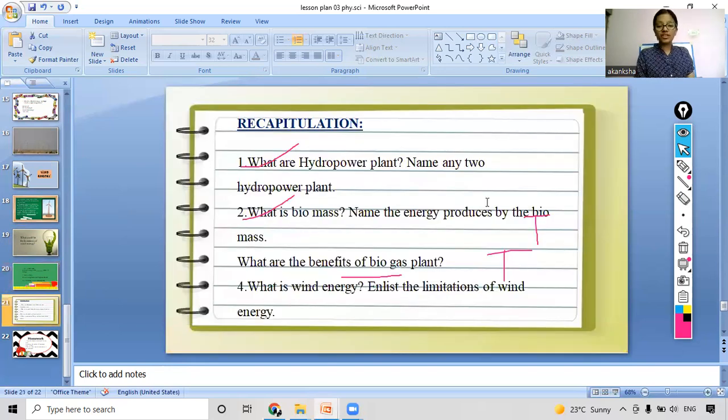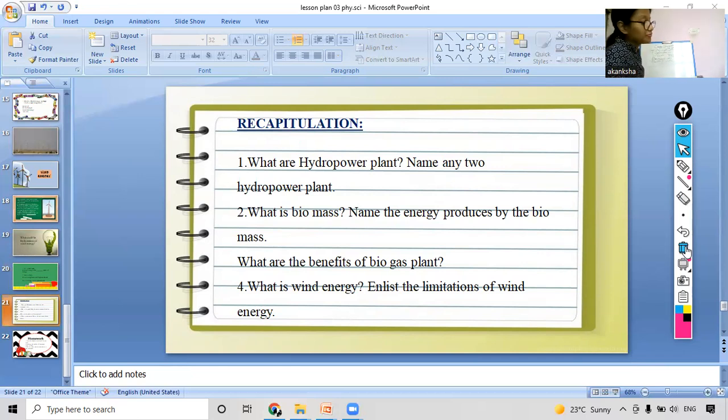Okay, so now we will move on ahead and come to the recapitulation part of today's lesson. So yes, what according to you is a hydropower plant? And you have to name 2 hydropower plants. A hydropower plant is a power plant that generates electricity with the help of water, right? And what were the 2 examples that we discussed? Tehri Dam and Sardar Sarovar Dam. Yes, very good.